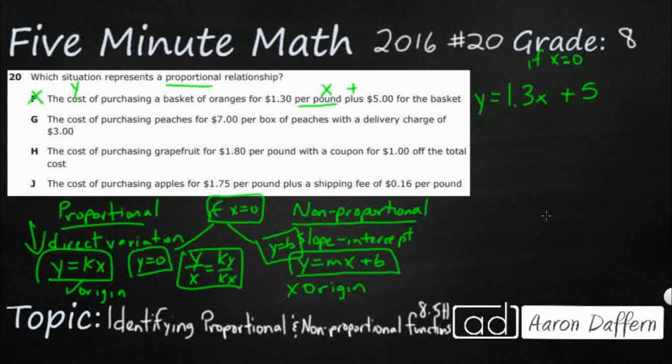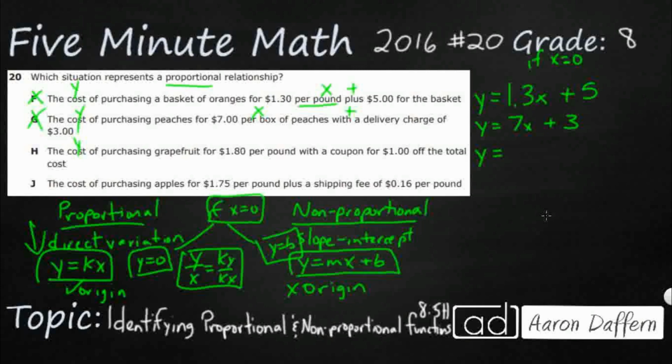So G, the cost, once again, y, purchasing peaches for $7 per box. So that's going to be my independent variable with a delivery charge. So they didn't say plus, but that's really what we're doing. We're adding $3 at the end. So if x equals 0, y would equal that 3, and that's represented by this b down here as my slope-intercept. So there's no on the G. H, the cost, so we're going to do that.